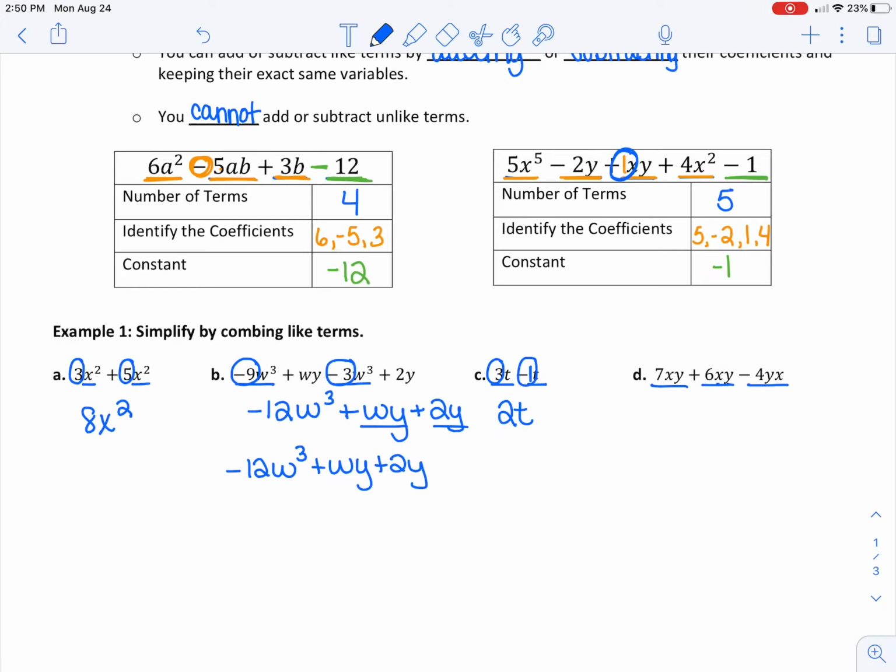Still one x, one y. Just because they're not in the same order, that does not matter. They still have the same number of each variable. Okay? So these are actually all like terms. So we can say 7 plus 6 gives me 13, minus 4 gives me 9xy. And that would be my final answer.